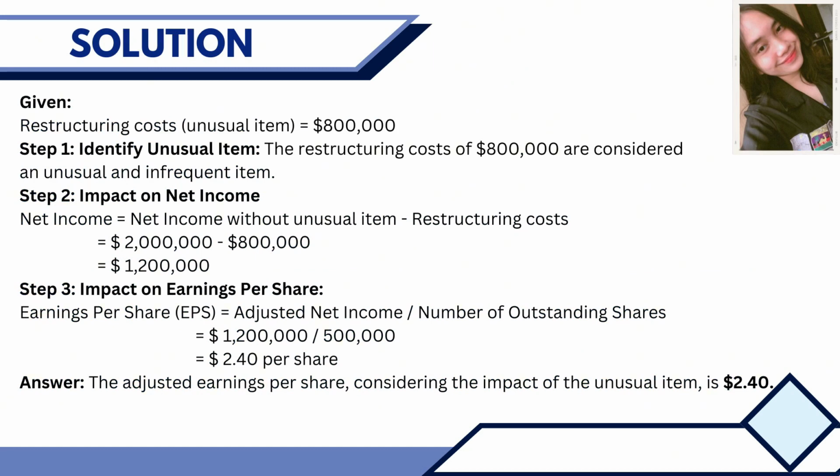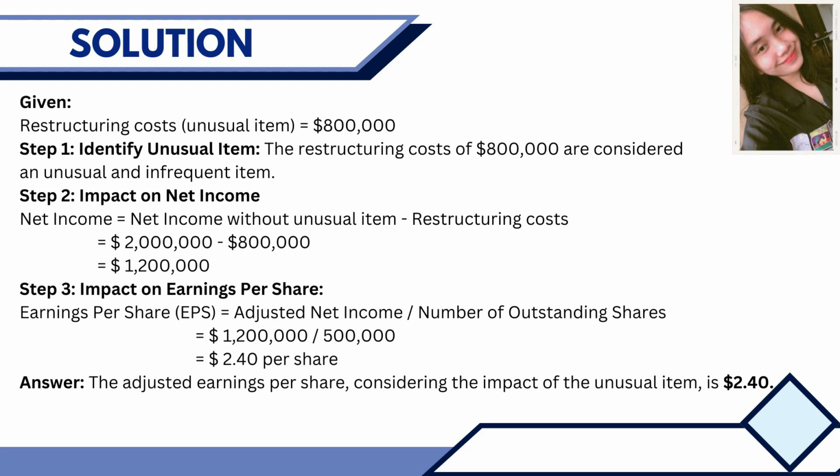Here's the solution. Given our restructuring costs or unusual item is equal to $800,000. Step 1. Identify unusual item. The restructuring costs of $800,000 are considered an unusual and infrequent item. Step 2. Impact on net income.